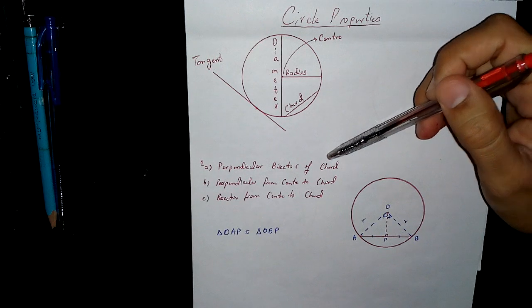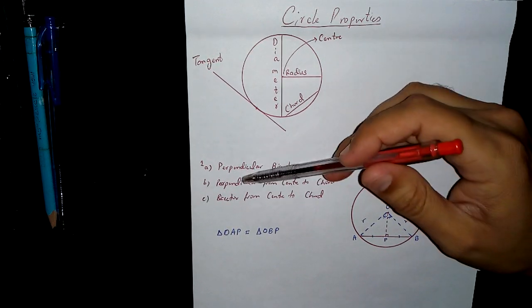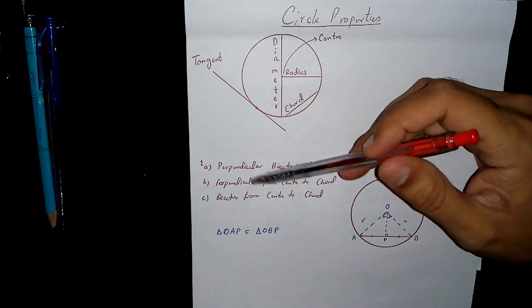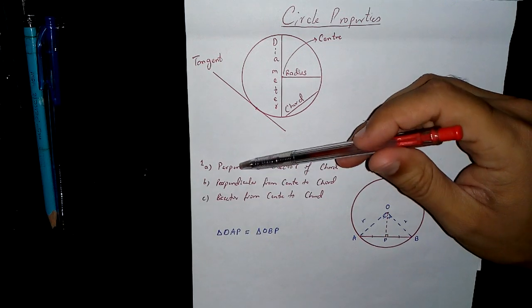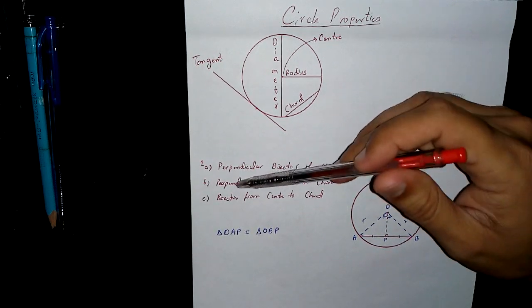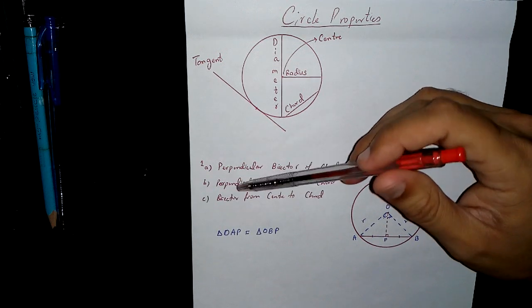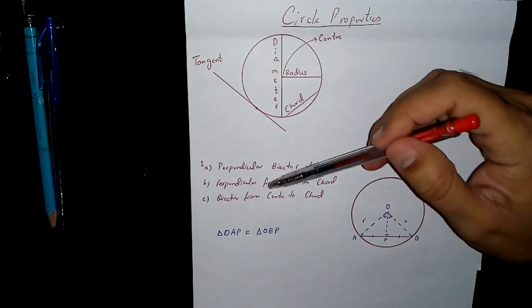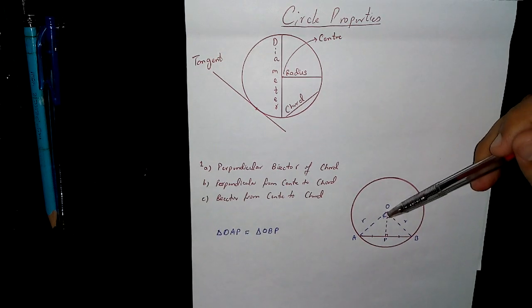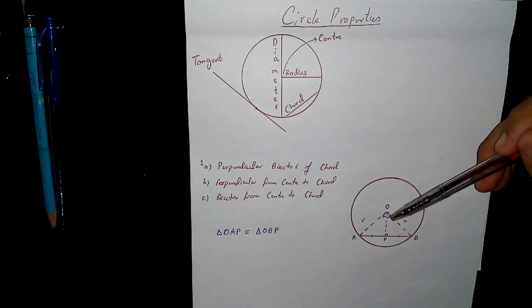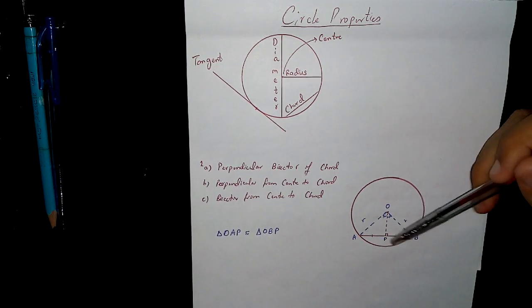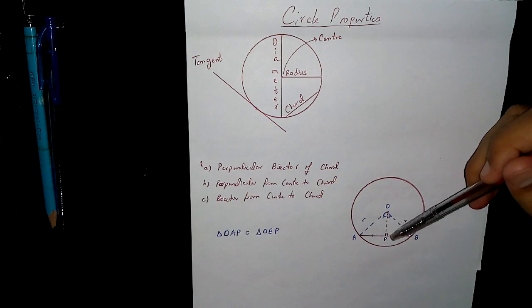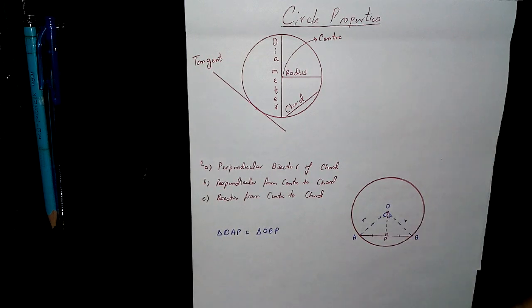Perpendicular bisector of chord, we are talking about the perpendicular bisector of a chord. We are talking about a perpendicular from center to chord. We are talking about a bisector from center to chord. Basically, perpendicular bisector is a collective property of these two properties. So the first property, I would say rather, is perpendicular from center to chord. Whenever we make a perpendicular, meaning 90 degree, from the center to the chord, it will always bisect the chord, that is, divide it into two equal parts. So AP will always be equal to PB.